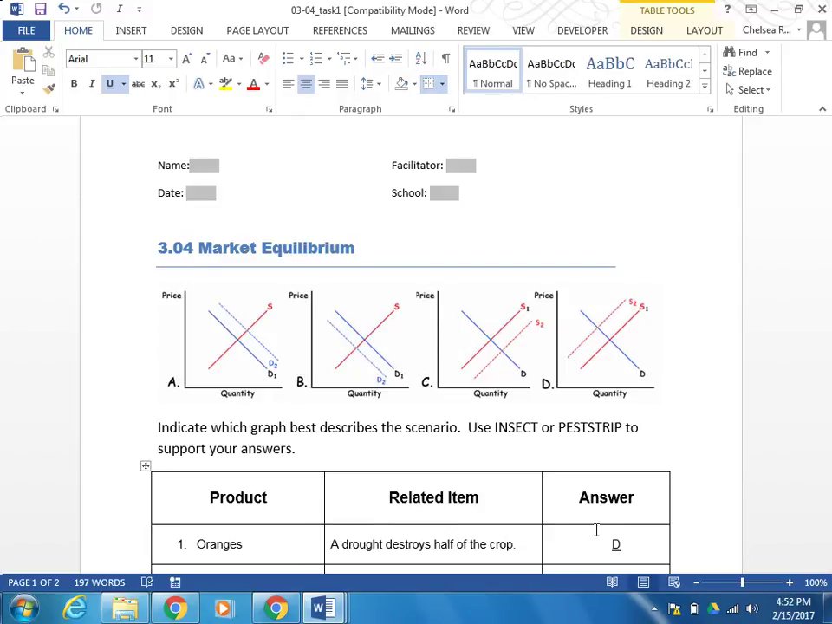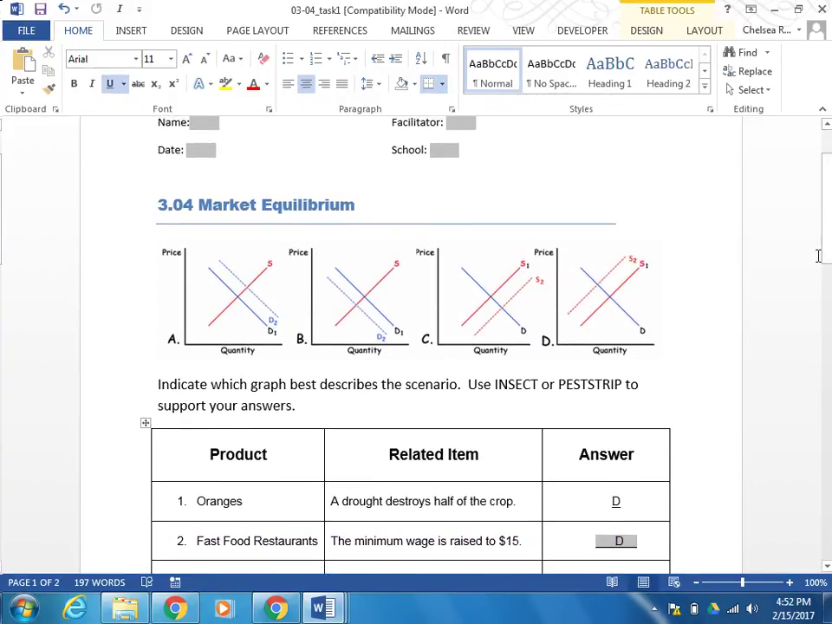Okay, movie popcorn. The price of movie tickets increased, so what's going to happen to the demand of movie popcorn? It's going to decrease too, because now people either A, aren't going to the movies, or they are going to the movies and they're like, that movie was $12. I'm not paying anything for popcorn. I'm broke now. So your demand is going to decrease.